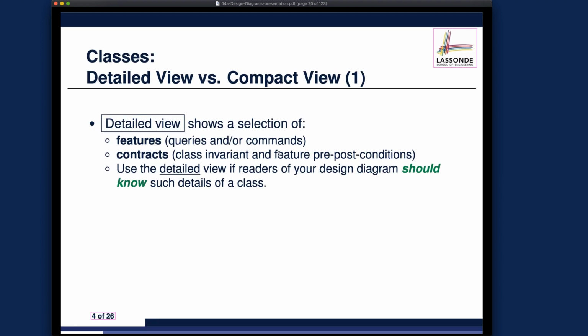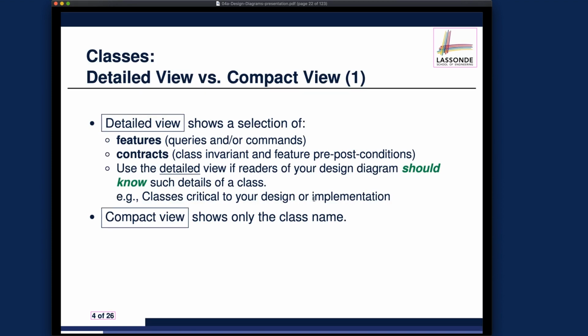You want to use a detailed view if the readers of your design diagram should know such details of a class. If you don't think they should really know such details, you should present it in a compact view. For example, if a class is critical in your design or implementation, you should really show it. For example, in your introductory tutorial, you talk about birthday and also birthday book. So these two classes may have to be shown in the detailed view.